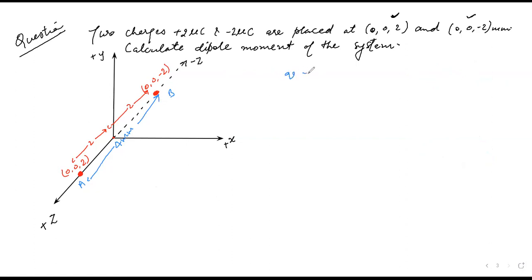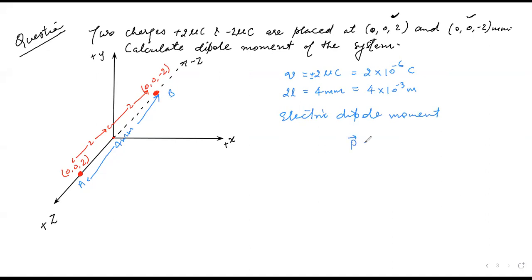The value of Q, which is given as 2 microcoulomb and minus 2 microcoulomb, so you can write plus minus 2 as well, which is equal to 2 into 10 raised to the power minus 6 coulomb. The separation between these two charges, the value of 2L, is 4 mm, which is equal to 4 into 10 raised to the power minus 3 meter. Then what will be the value of the electric dipole moment?